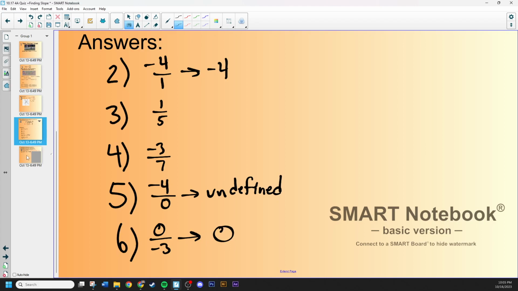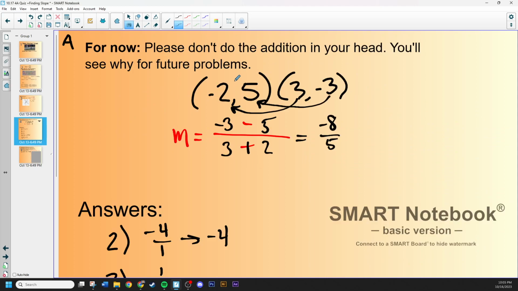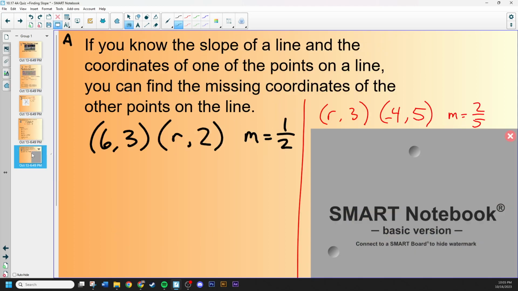All right, let's look at our last one, last concept. Normally we're given 2 points and we say, find the slope. Well, potentially you're going to know the slope, like right here, and it's going to say, go ahead and identify what the missing coordinate value is right here. So we have the x value in our second coordinate that we're missing. So what we're going to do is use the slope formula.